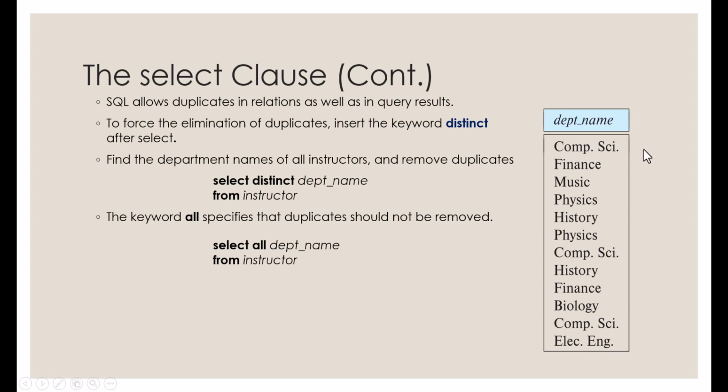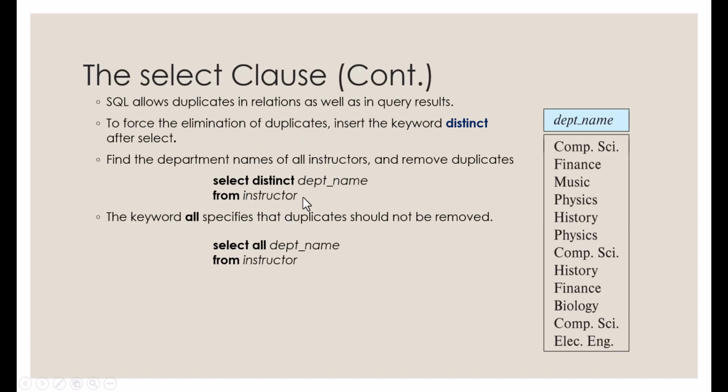Unless you specify select distinct, it will not get rid of the duplicates. So like you see computer science here, this one will not be listed here. This will also be a duplicate, so you will not see this one. I'm seeing finance here, and so this one will not show up. So this will return only the distinct ones.